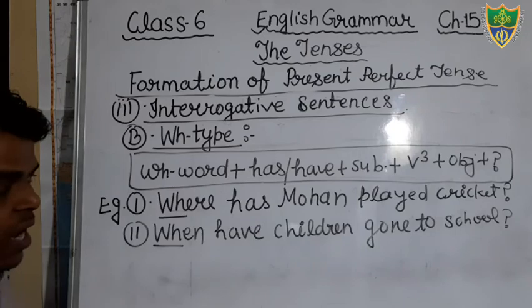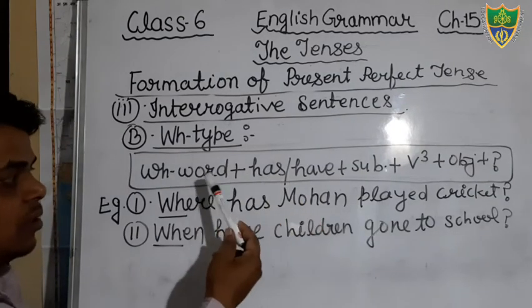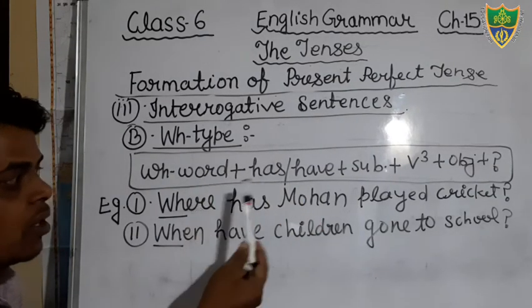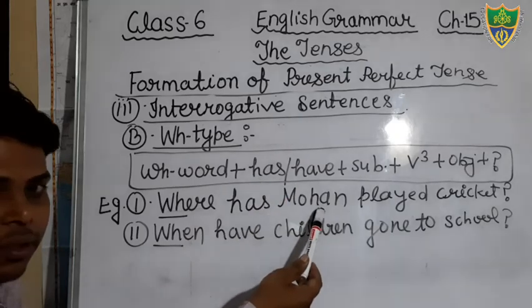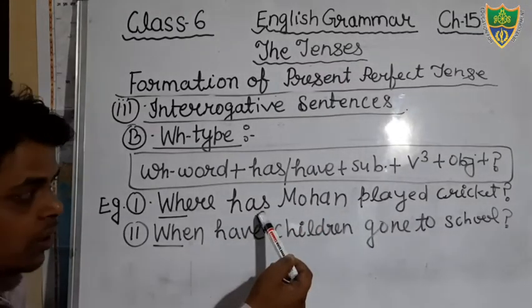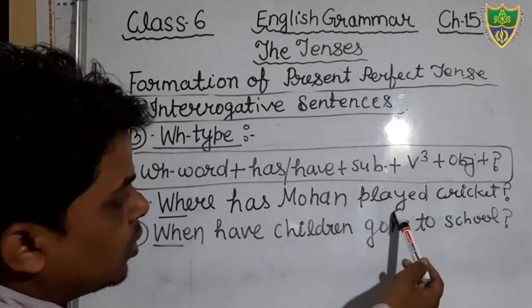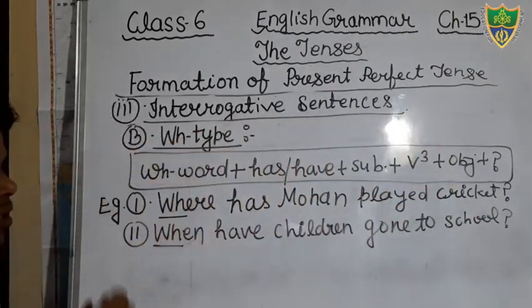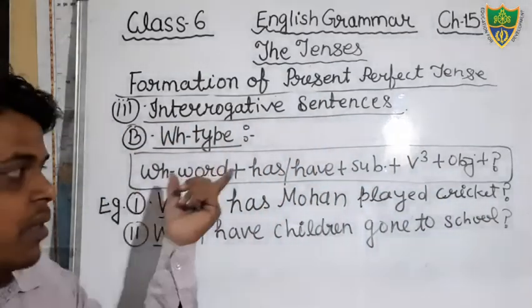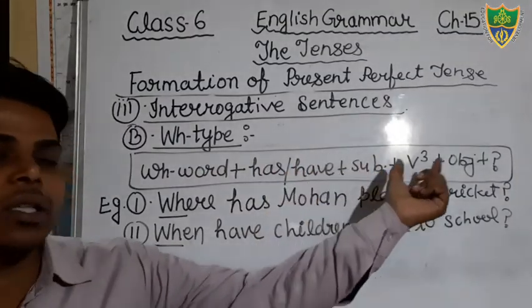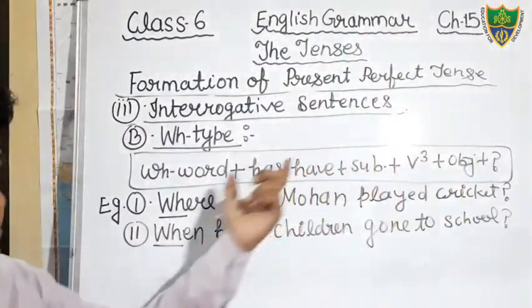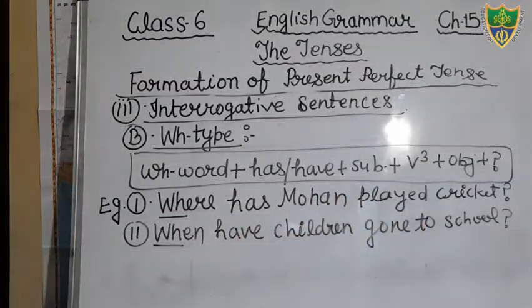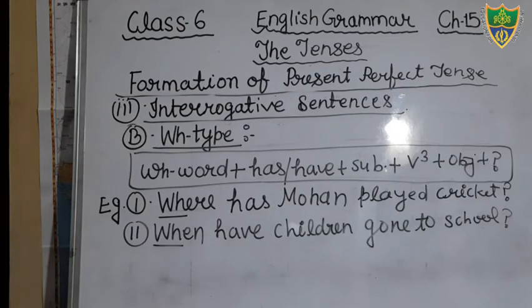Let's see, students. Here I have followed this structure. Just see, WH word. You can see the WH word. Has, according to the subject. The subject is singular, therefore I have used has here, and then after that the subject, Mohan, then the third form of the verb, then the object. You can see here, this is your structure. A WH word will be there, has, have, subject, third form of the verb, object, and these are the examples. You can see, where has Mohan played cricket? When have children gone to school? Okay, students, I hope that you all have understood.